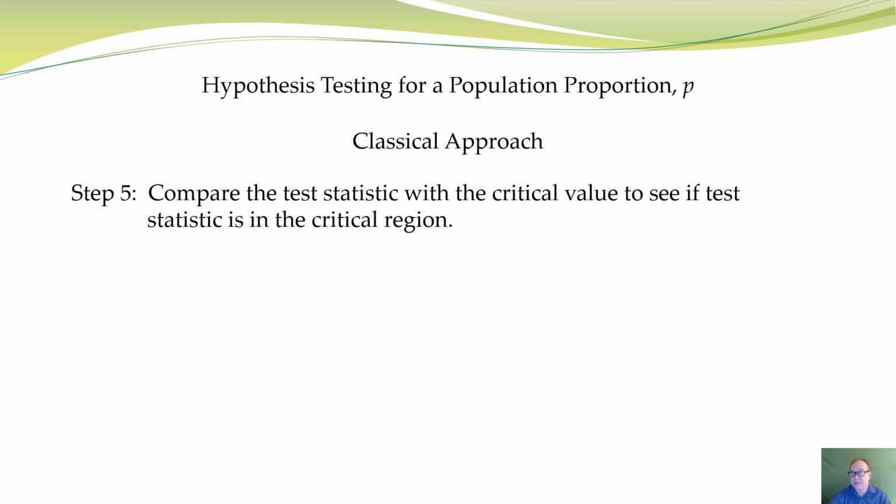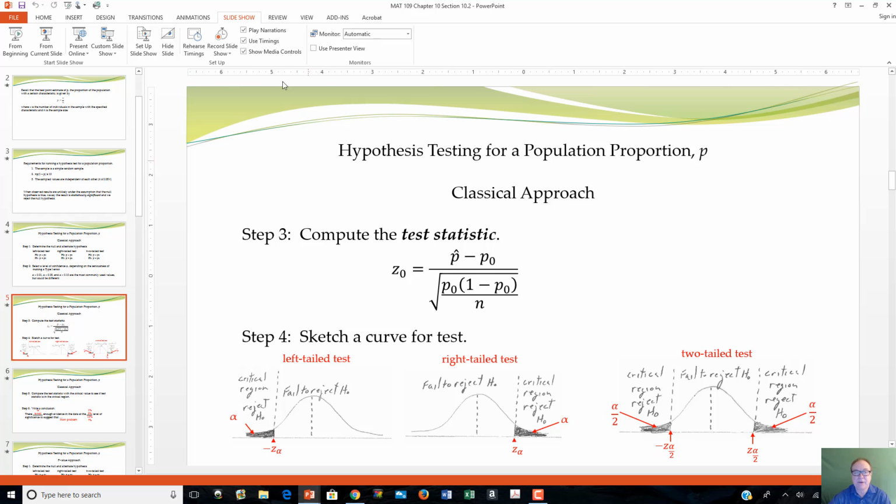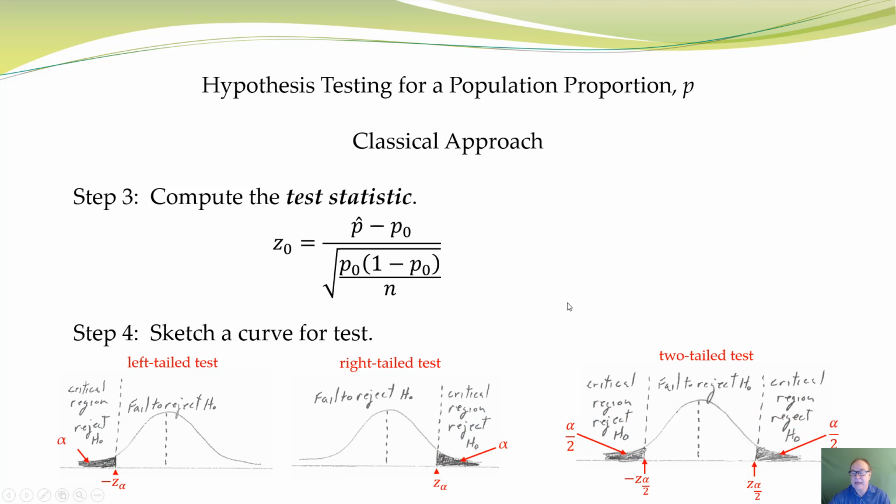Step 5, compare the test statistic with the critical value to see if the test statistic is in the critical region. And then you would write a conclusion. So if I go back to the previous slide, looking at these, here's your critical value. If your test statistic would end up in the shaded region over here, then it would be reject. If it ends up over here, you would fail to reject. If it's a right-tailed test and the test statistic ends up here in the shaded region, you would reject. If it ends up over here, you would fail to reject.